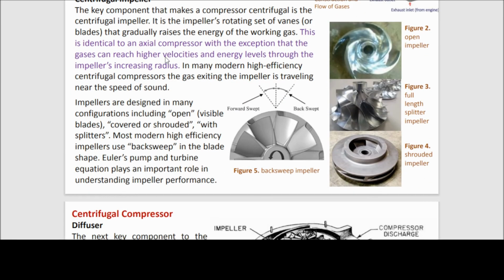Now the centrifugal impeller is the key component of that. It is what makes the compressor centrifugal. Because of the centrifugal action, we call it the centrifugal impeller. It is the impeller's rotating set of vanes or blades that gradually raises the energy of the working gas. This is identical to an axial compressor, with one exception.